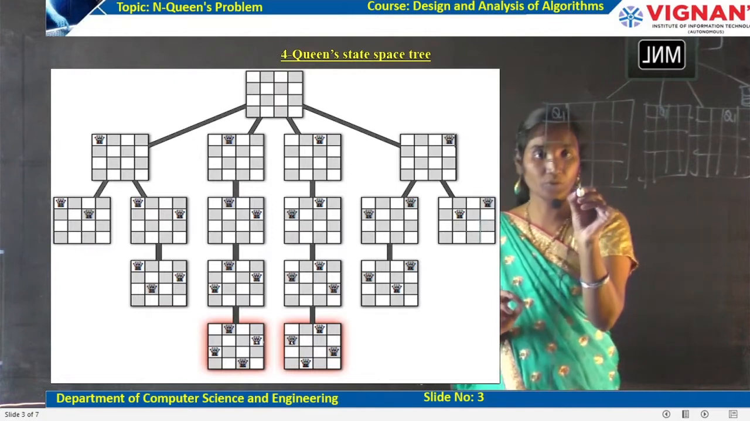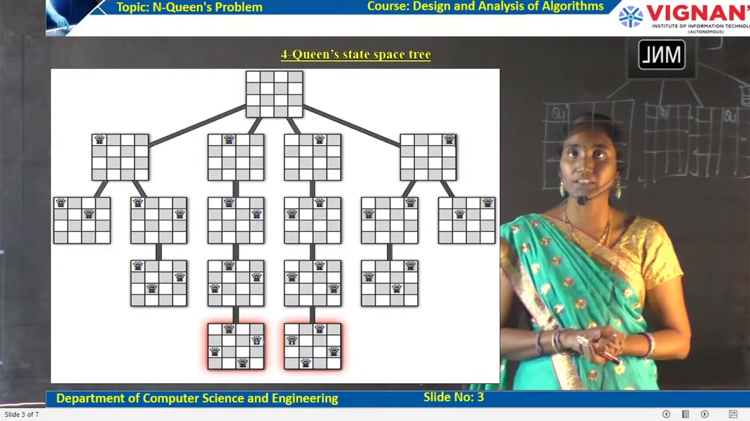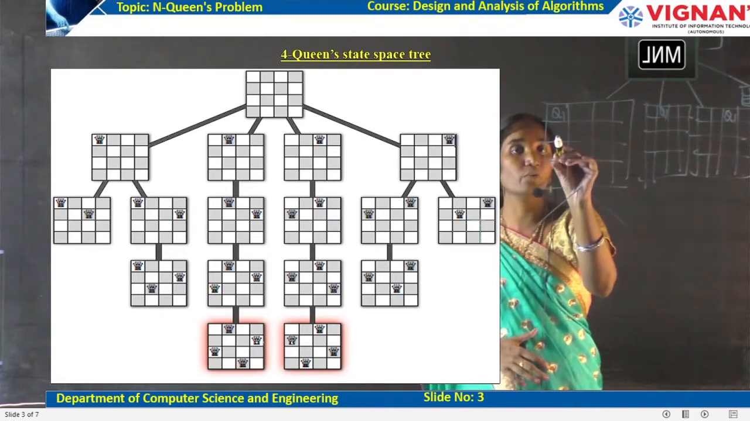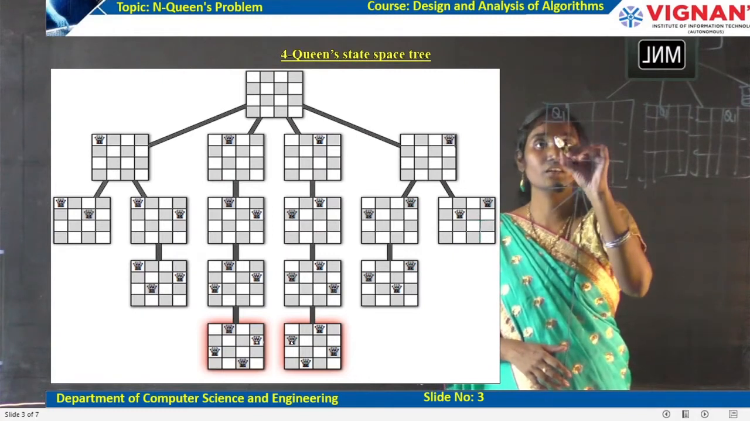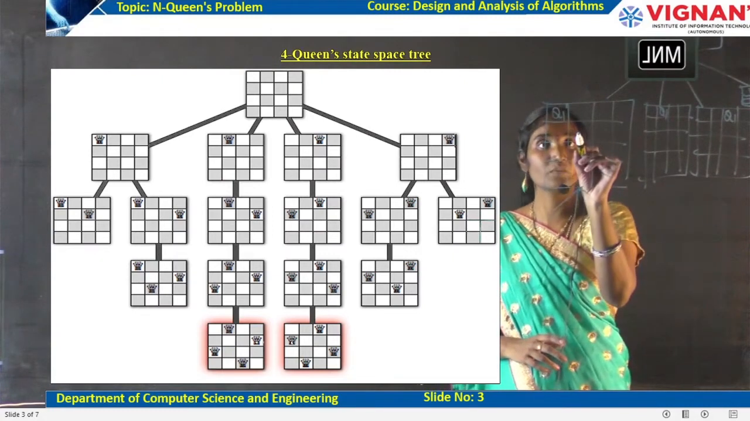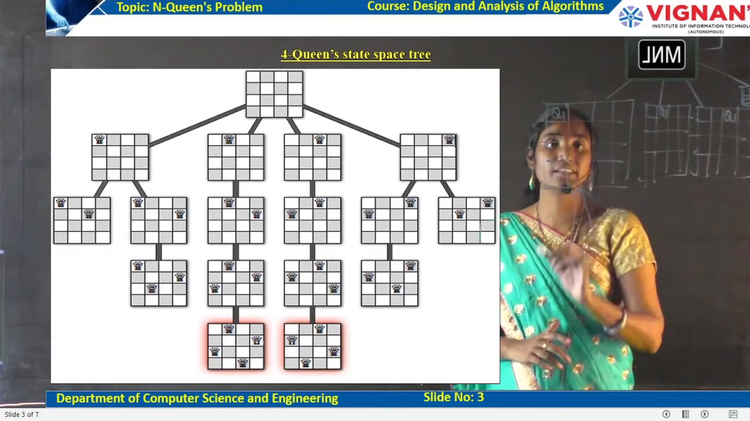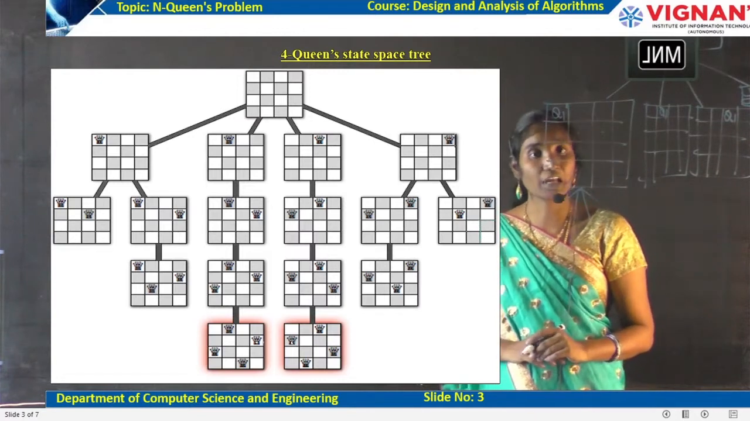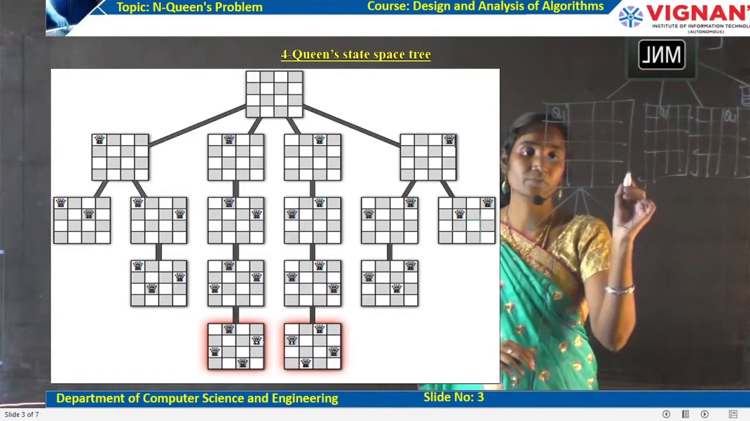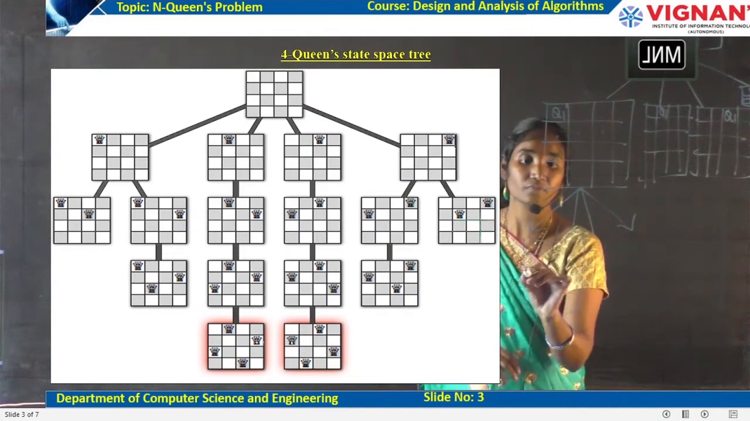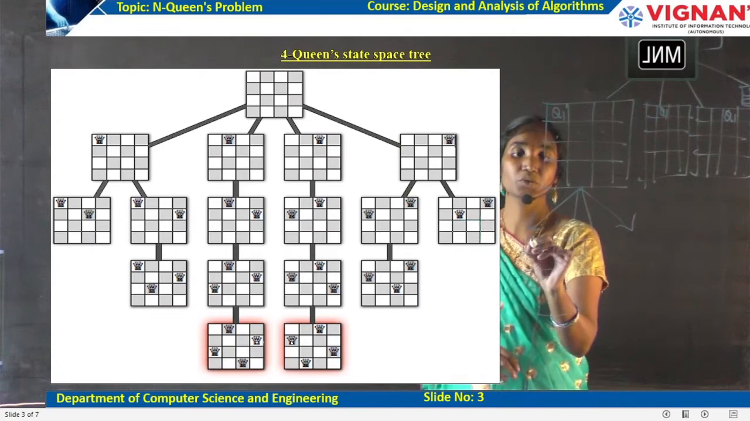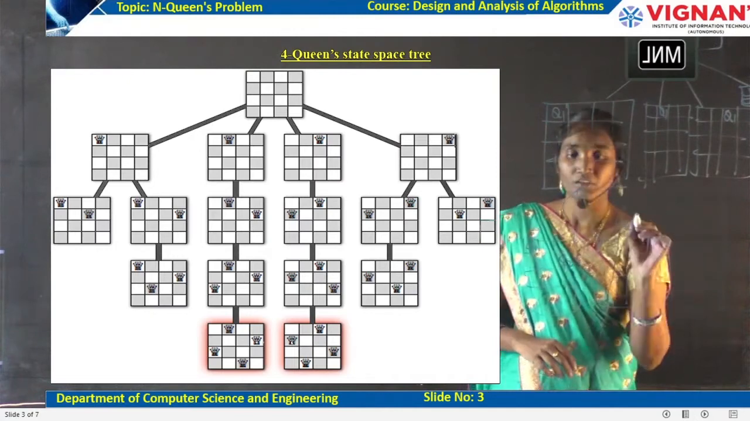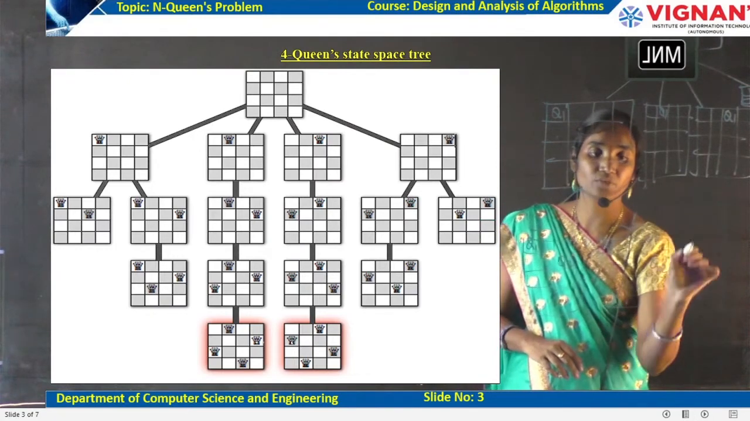Now coming to the next level. Here q1 is placed over here. Can I place q2 over here? No, because column wise it is attacking. Can I place q2 over here? No, diagonally it is attacking. So I can place q2 only in this position and in this position. So I will have only 2 options. The first option is q1 here, and q2 placed over here.